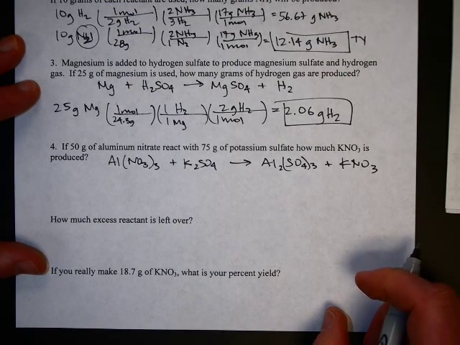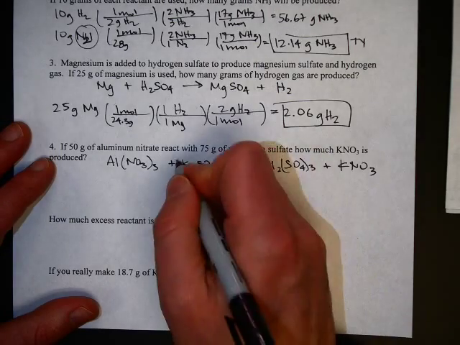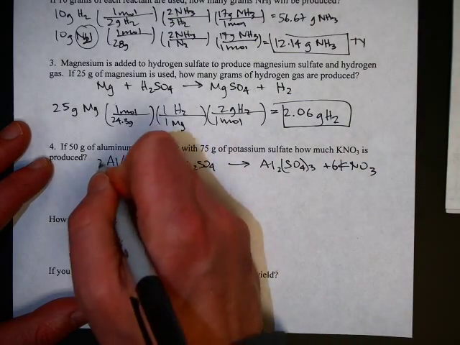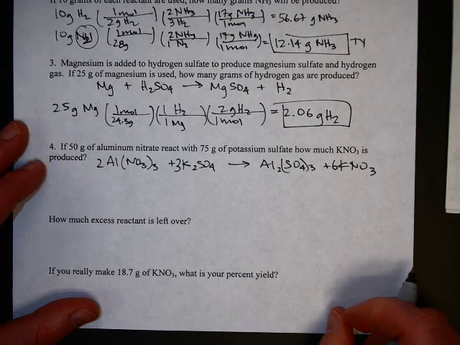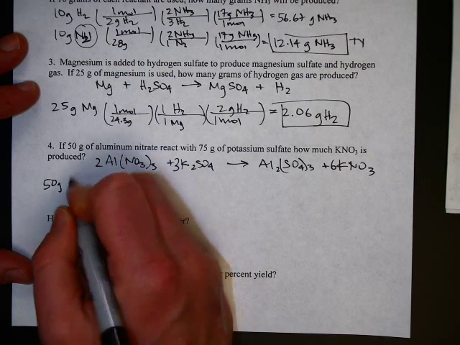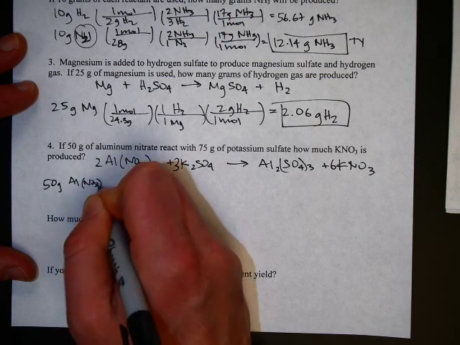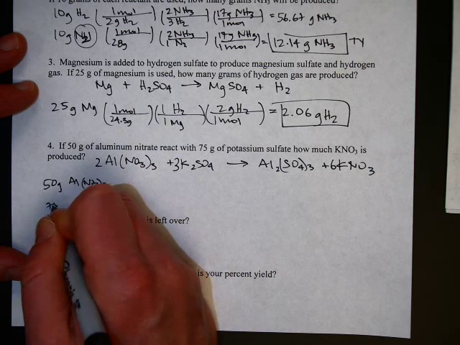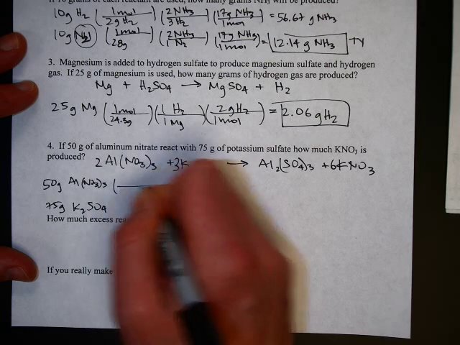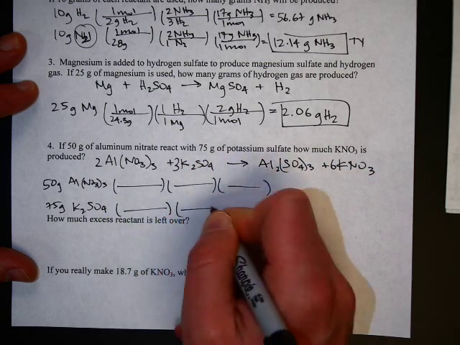When you balance this, I guess things get interesting. Put a 3 here, 6 there, okay, 6 NO3 is a 2 here. So there's the full balanced reaction. Now I said that 50 grams of aluminum nitrate react with 75 grams of potassium sulfate. You gotta figure out which one runs out first, and the smallest number would be the amount that's produced.